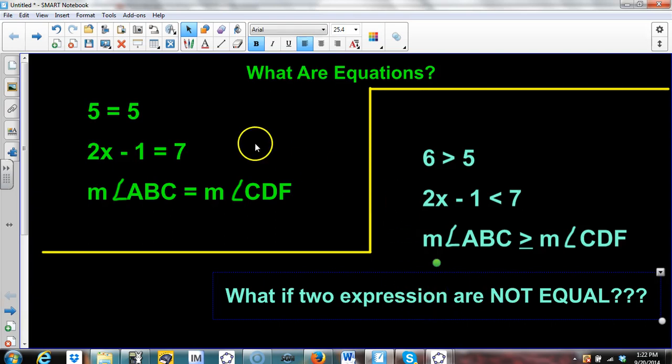Okay, so some examples of equations here. We have just statements here. It's telling us equality. 5 is equal to 5. That's a true statement. We use that in logic quite a bit. We've seen equations that look like this for sure, and we have to solve for x, right?